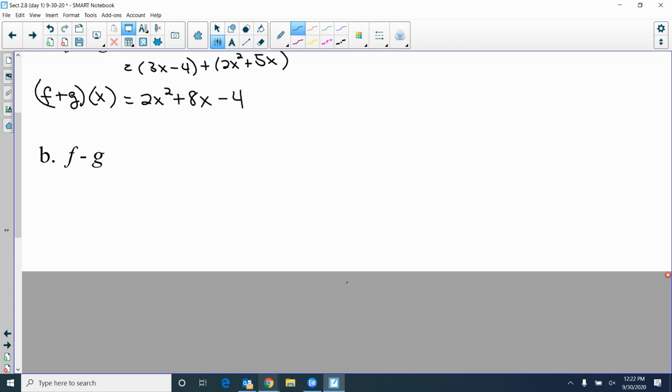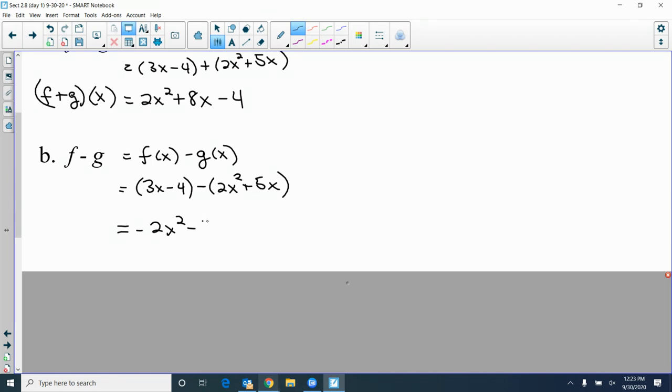Okay, f minus g, same thing, f of x minus g of x. And that is going to be 3x minus 4 minus 2x squared plus 5x. You do need to distribute that minus sign to both of those. I'm just going to do that and then combine like terms all in one step. So I get negative 2x squared, 3 minus 5 is negative 2x, minus 4. So I got f minus g of x.